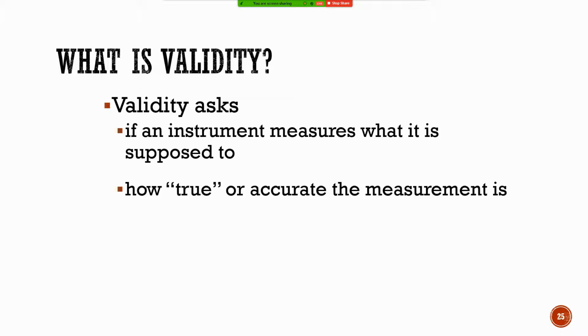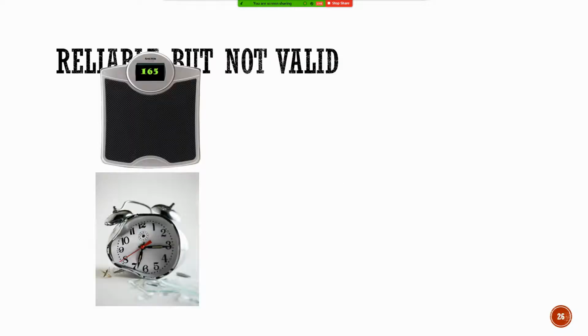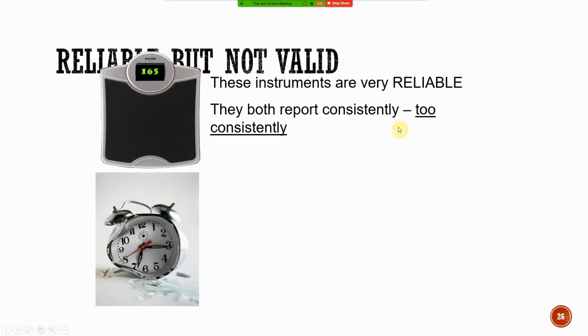So validity is all about accuracy, while reliability is all about consistency. These things might be reliable, but are they valid? They both report consistently, too consistently. A broken clock would always show maybe 6:15. A weight machine, if I am standing on it, shows 165 pounds or say 80 kgs. If my son stands on it, every time it shows 85 kg. But is it reliable? It is reliable because it's giving a consistent result, but is it valid?